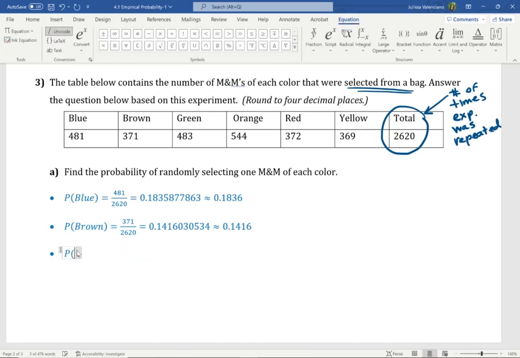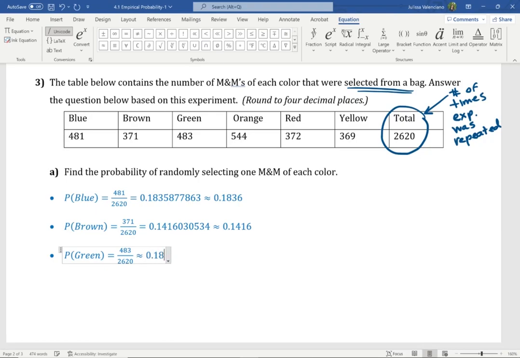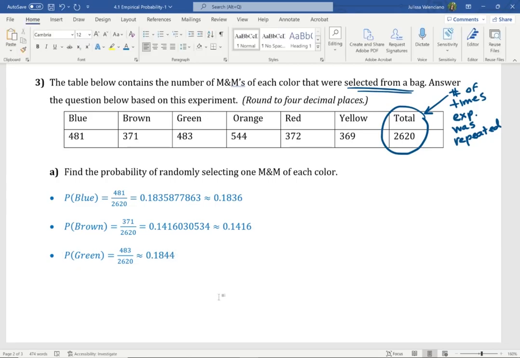Let's find the probability of selecting a green. The probability of selecting a green is the number of times we saw a green being selected, which is 483, divided by the number of times the experiment was repeated, which is 2,620. Go ahead and type this on your calculator and round to 4 decimal places. When you round to 4 decimal places, you should get 0.1844.